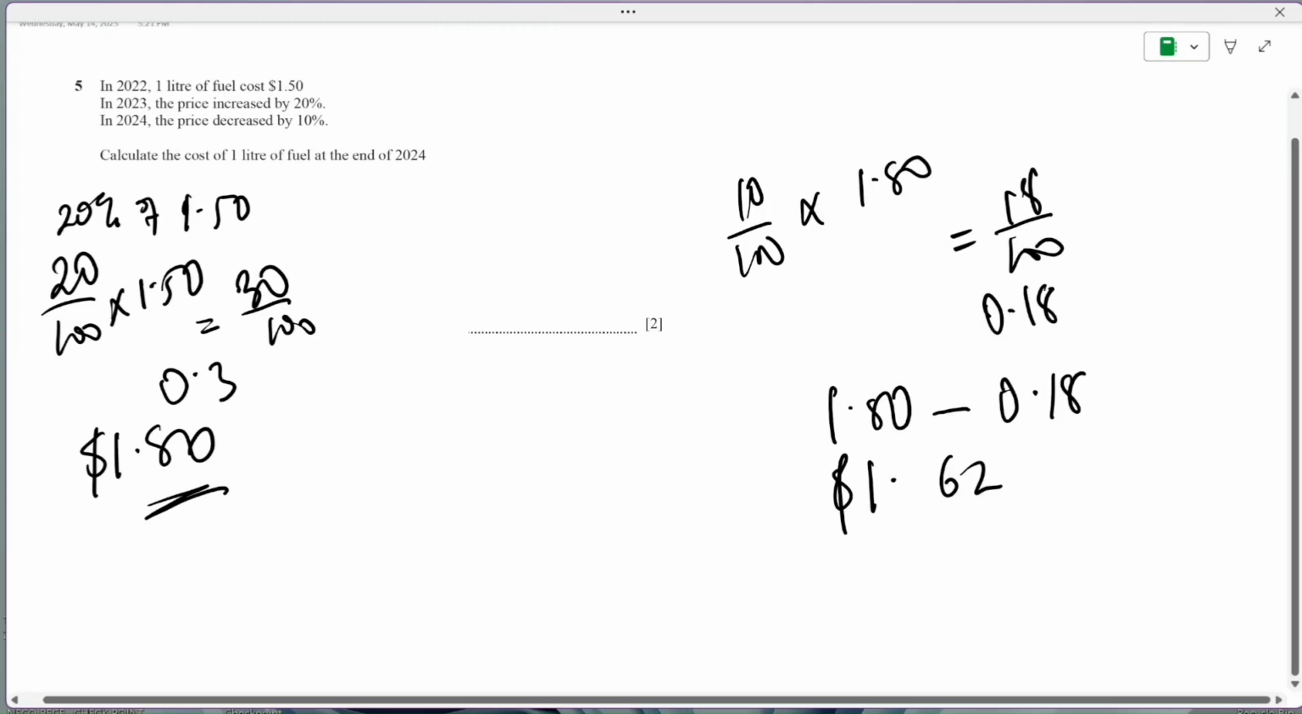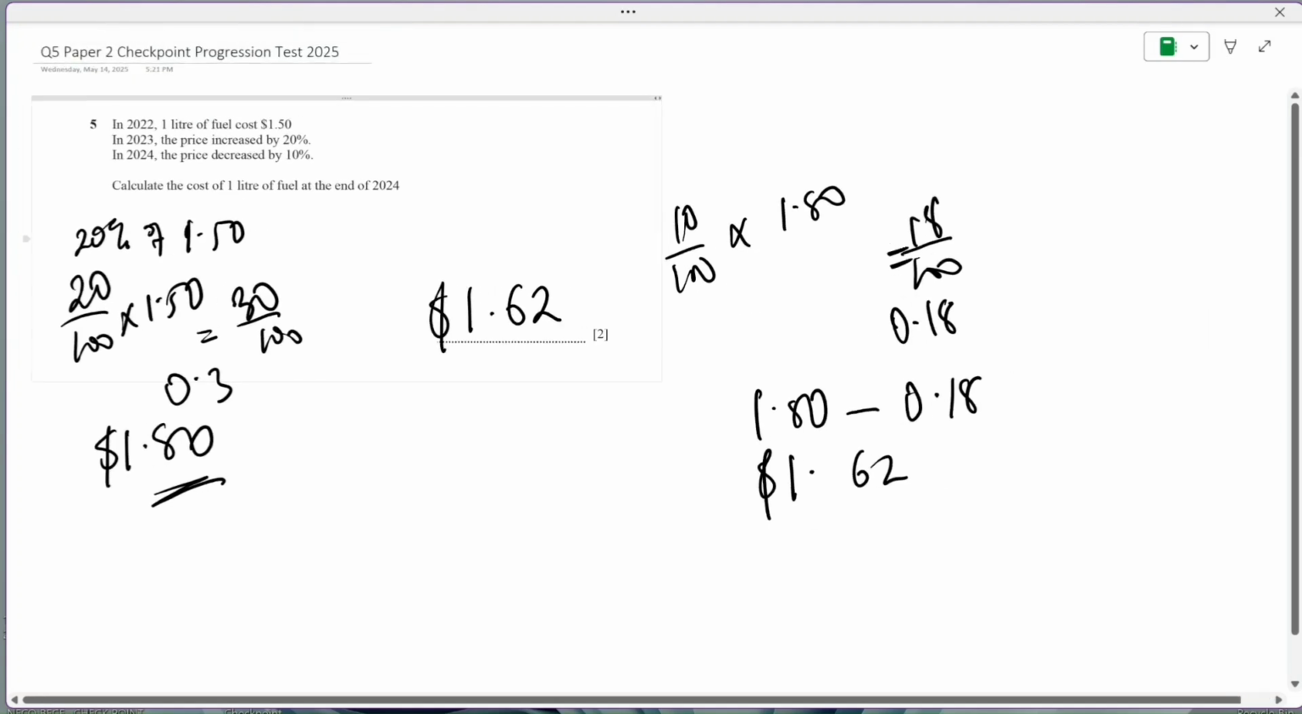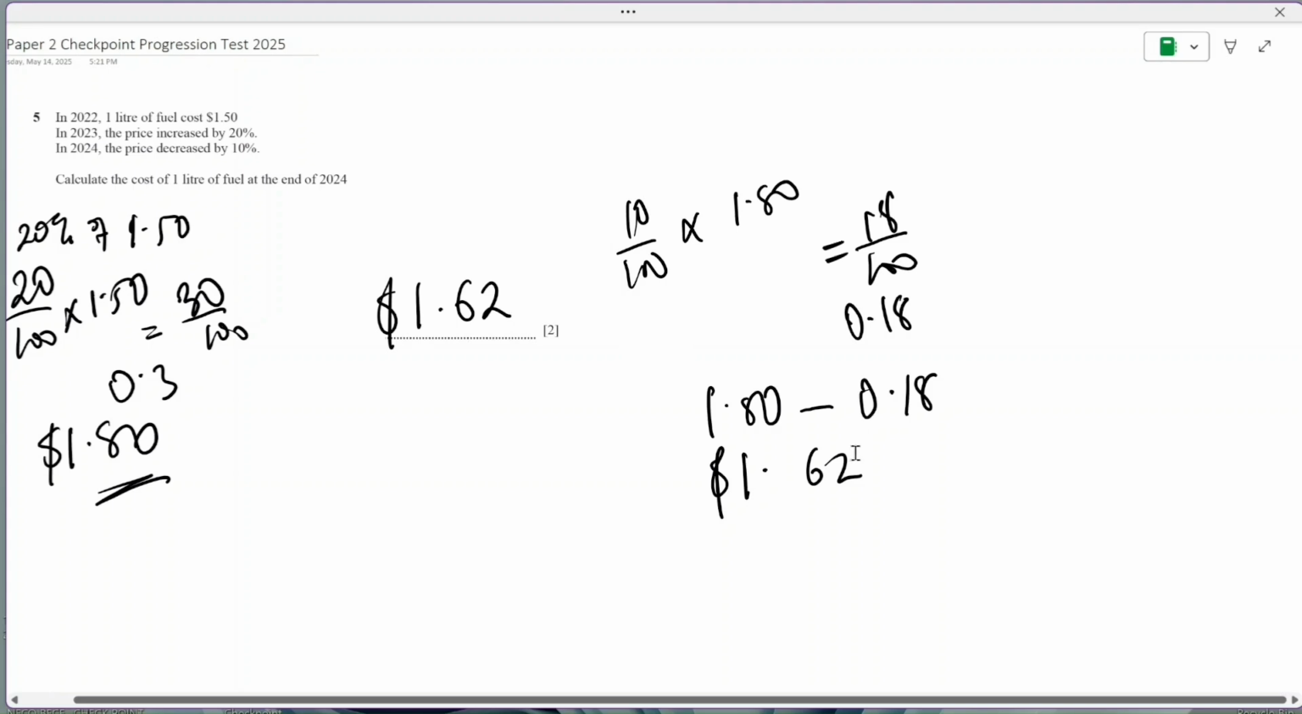The answer to the question is therefore $1.62. Make sure you include the dollar sign. So this is our answer. But note, as said earlier, there are two other ways of calculating this, but let's just use one of them. In 2023, due to the price increase by 20%, the cost per liter grew from $1.50 to $1.80. And in 2024, it said the price decreased by 10%.